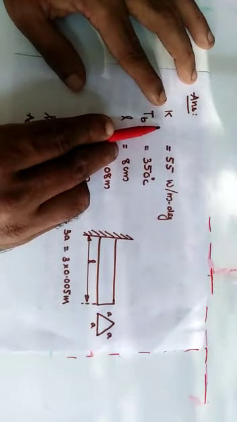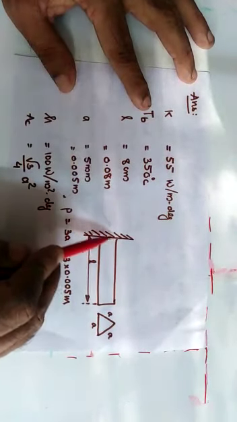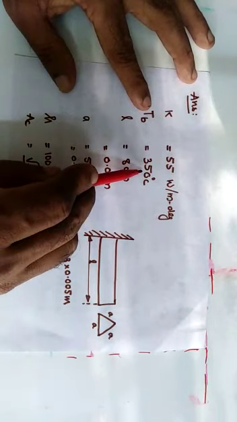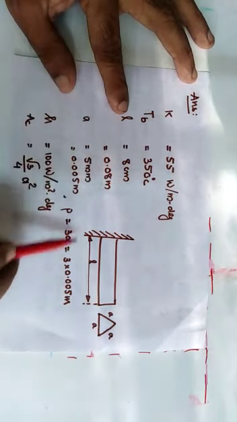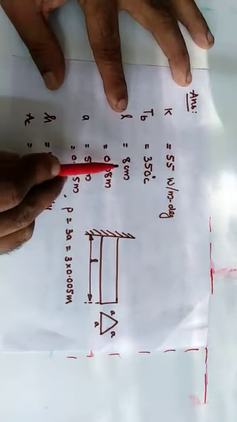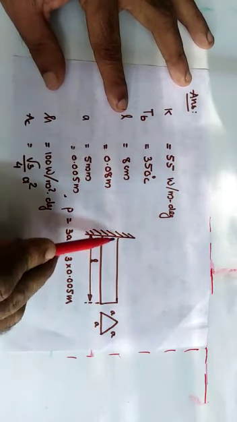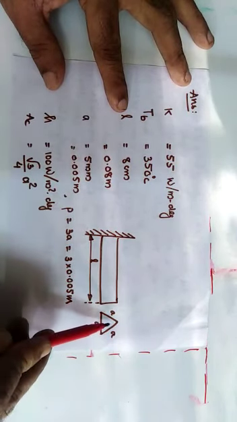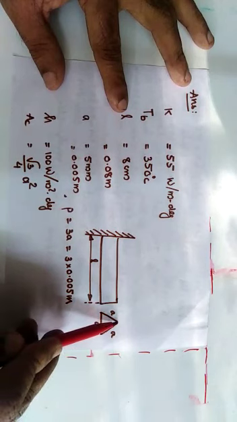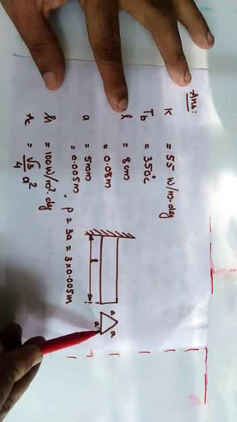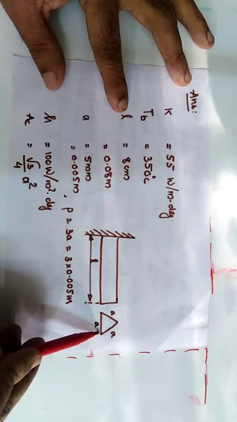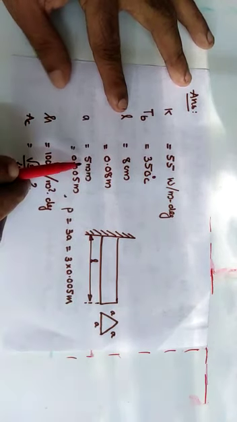So the given data is thermal conductivity, the base temperature is given as 350 degrees Celsius, the length of the fin is given as 8 centimeter. It is given that the rod is of cross section of an equilateral triangle. One side of this equilateral triangle is given, that is, not 8 centimeter, 5 mm.